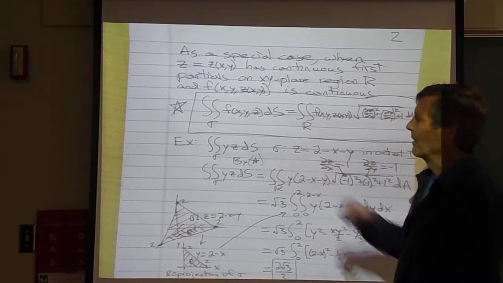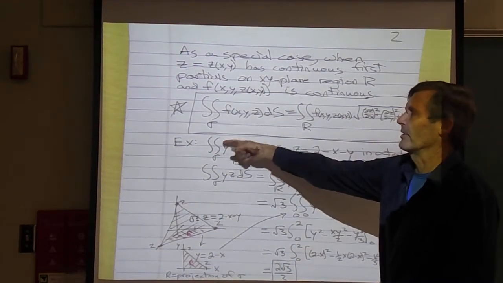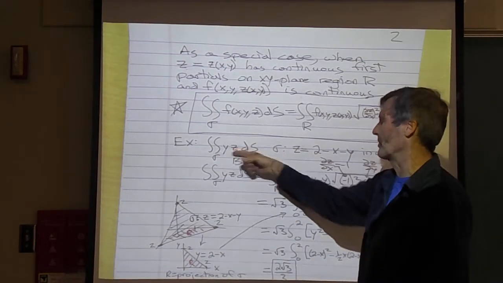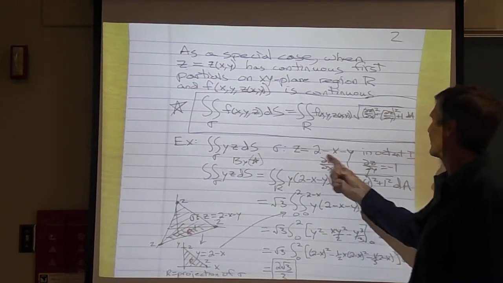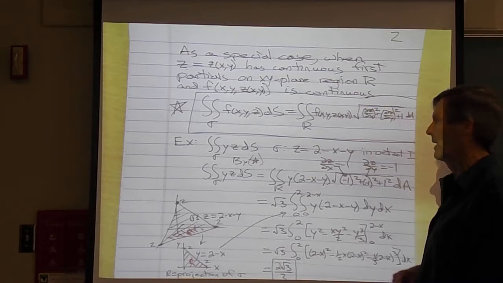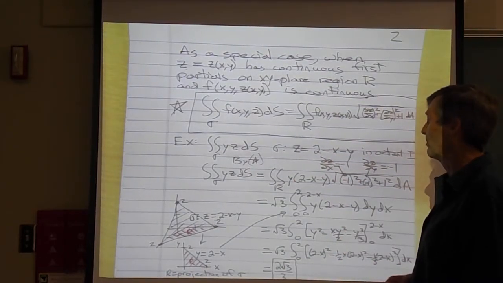Here's an example. Suppose I wanted to do this surface integral, where our mass density or charge density or whatever it is we're trying to integrate over the surface is yz. And suppose we want to integrate over the surface that is the plane z equals 2 minus x minus y, that lies in octant 1, right? This is x plus y plus z equals 2 if you put it in standard form for a plane.